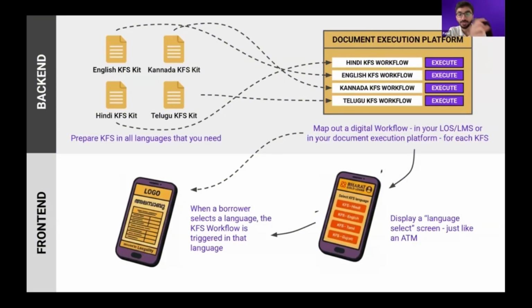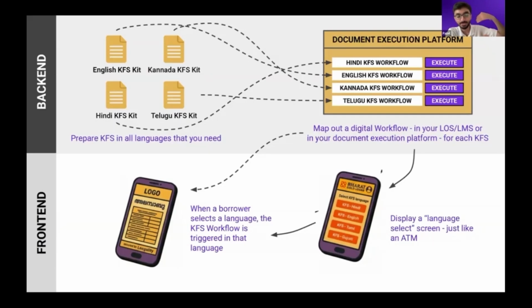Then have these templates configured to a specific eSign workflow corresponding to that language. This would be in your document execution platform, those workflows. So you either store the templates in your LOS or document execution platform, and you have a workflow configured in your eSign or document execution platform. Then on the front end, what you do is in your field device, you build a language select screen at the beginning of the journey, just like in an ATM, right? This screen, each button would be mapped to a specific execution workflow in the backend.